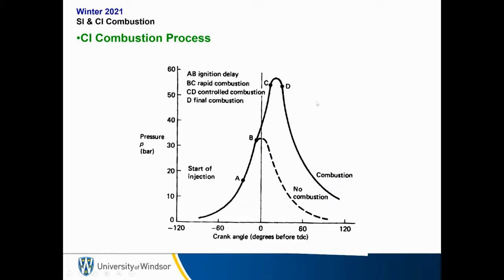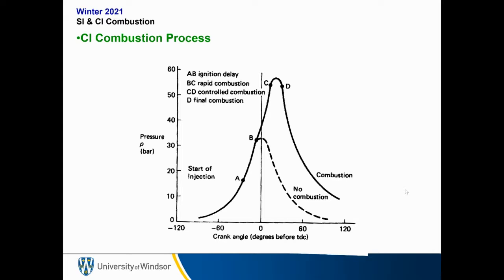So what does this combustion process look like? If we look at the curve with the dashed line, that is with no combustion. So generally we reach higher compression ratios or higher pressure even without combustion. At point A, we have our start of injection. We have an injection delay. We finally have our combustion takeoff, where we have a very large pressure spike. Then we have controlled combustion, and finally final combustion. And eventually the pressure drops off back to atmosphere.